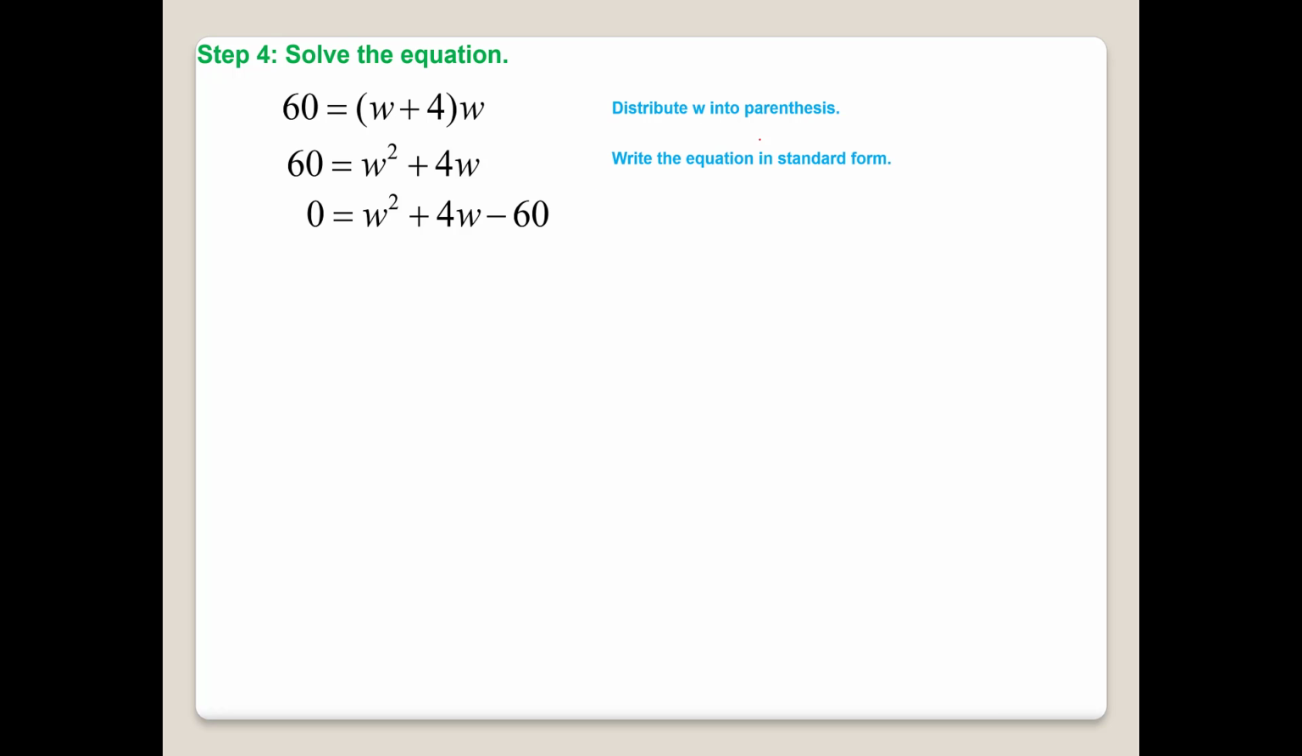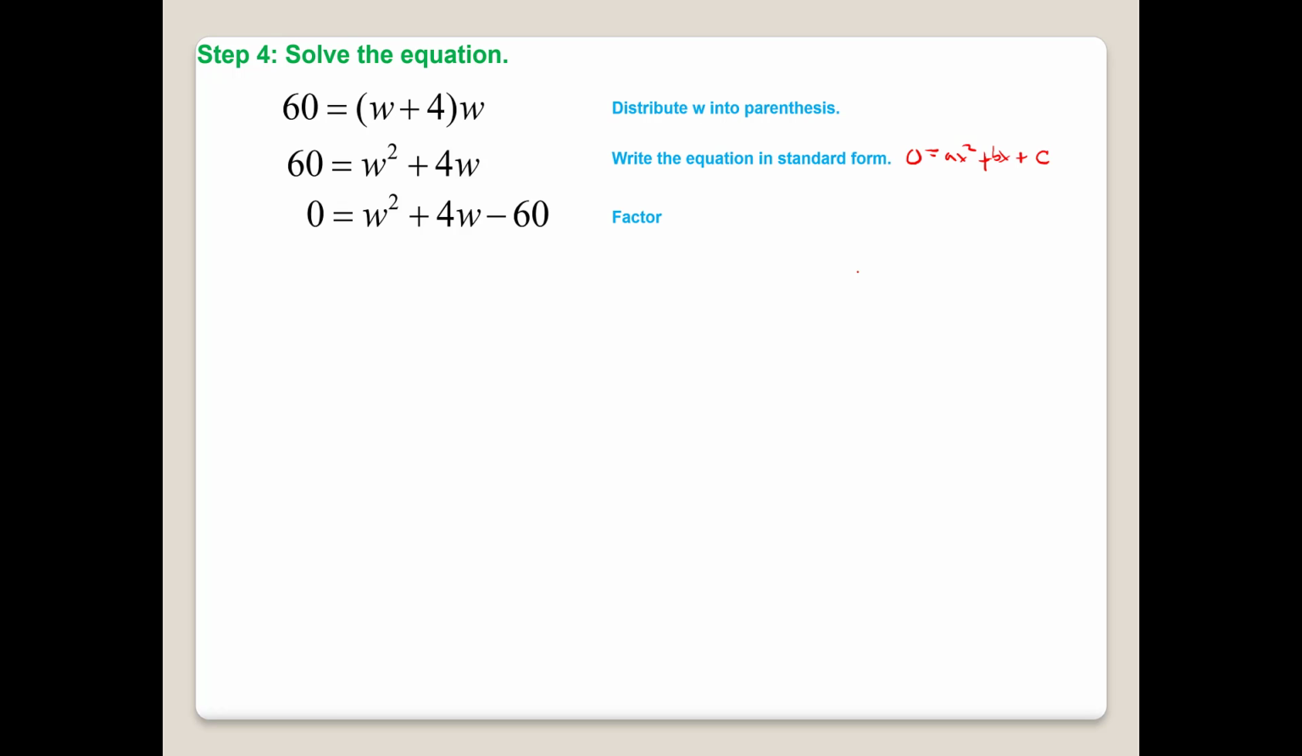Remember, that standard form is 0 equals AX squared plus BX, goodness, my plus sign is not working. There we go. Plus C.